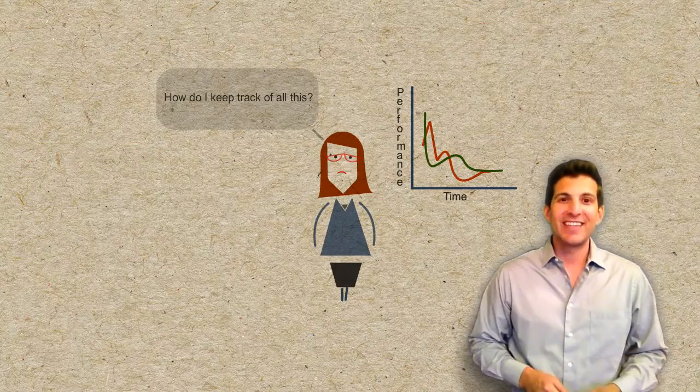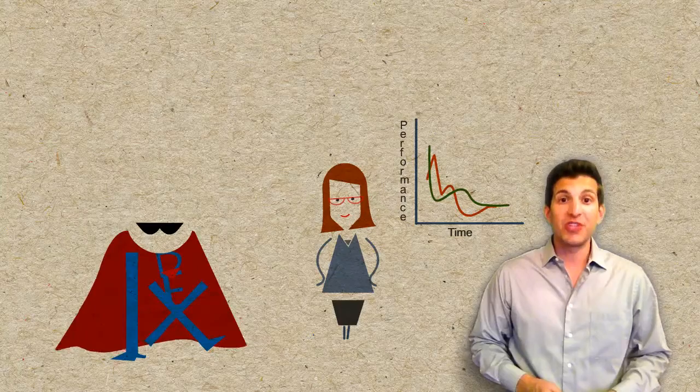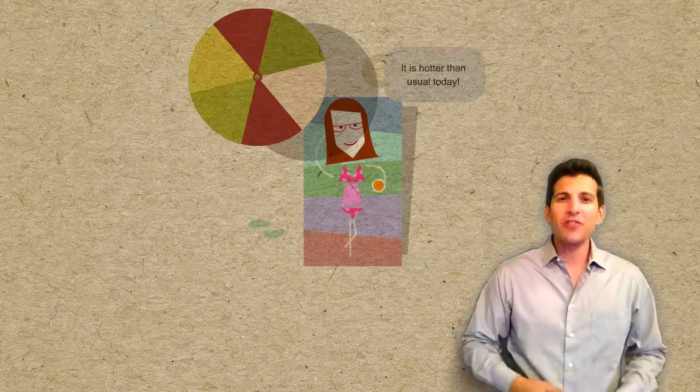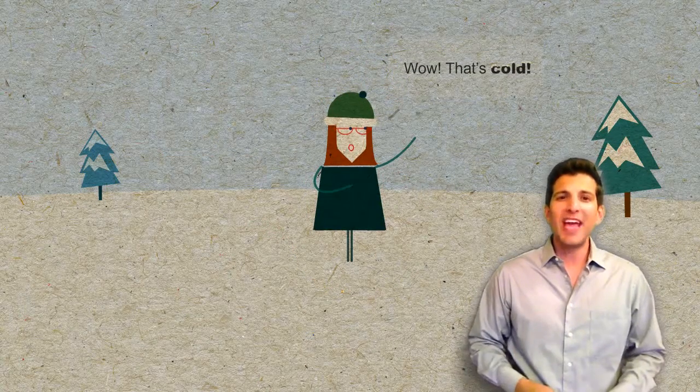There certainly is. It's called an index. Think about the average summer temperature in your city. Among other things, it gives you an idea of the kind of weather you may expect on most summer days. It also provides a benchmark that lets you say, hey, isn't it hotter than usual today? Or, what an unusually cold day it is.